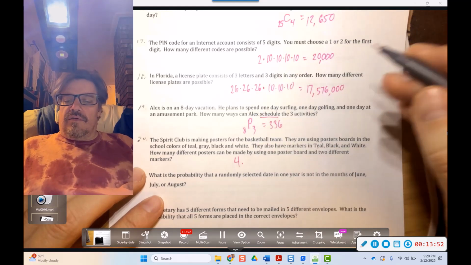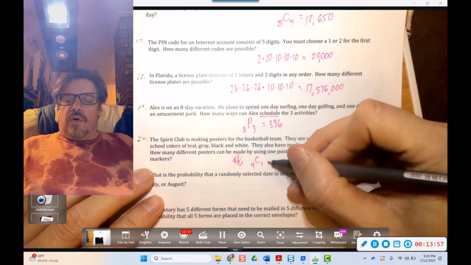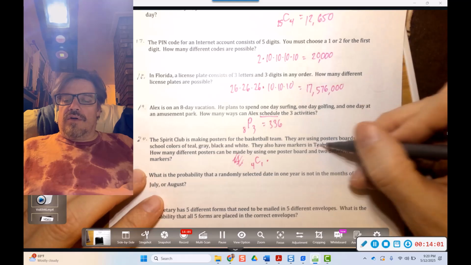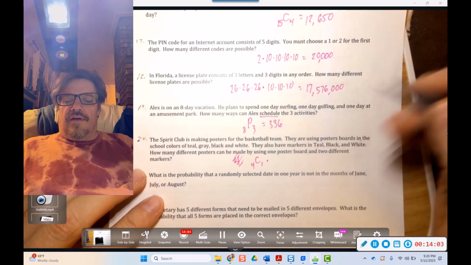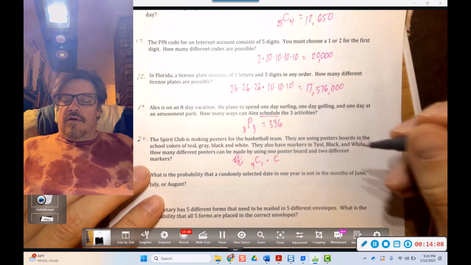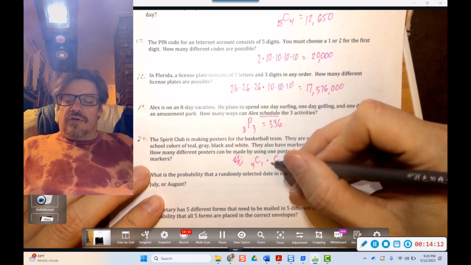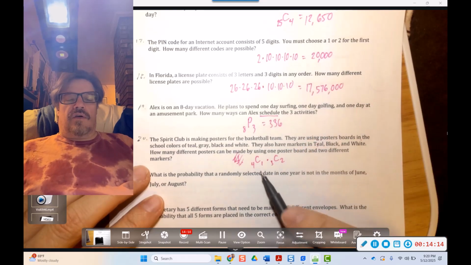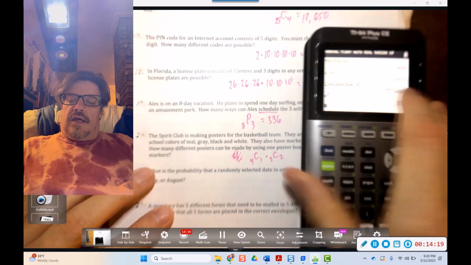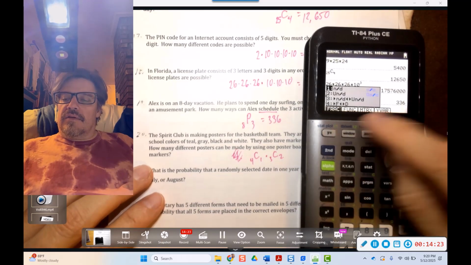Okay, how about we do this? Why don't we look at it a different way? 4 choose 1 for the poster. And then in the second piece, you're going to have 1, 2, 3 markers, and of the 3 markers, you choose 2. Okay, so here's the combinations for the posters. Here's the combinations for the markers. Now 4 choose 1, I believe, is 4.